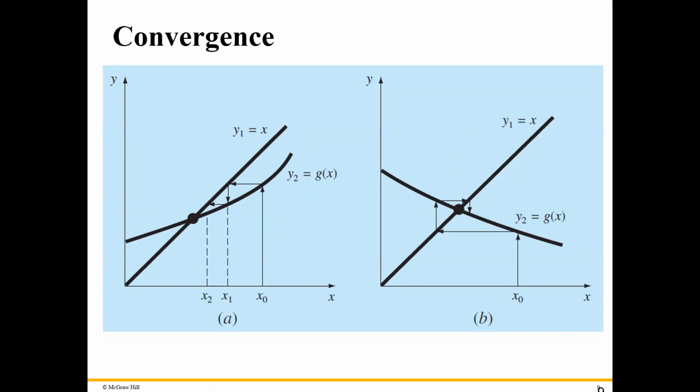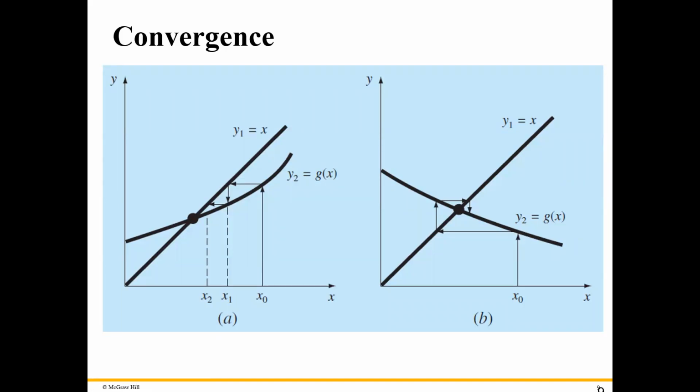From elementary geometry, we know that this is the 45-degree line, and it has a slope of 1. If you see the other curve, y2 equals g(x), in the solution range, it is a flatter curve than y equals x. So it is not steeper than y equals x. This means that the slope of y2 equals g(x) is less than that of y equals x.